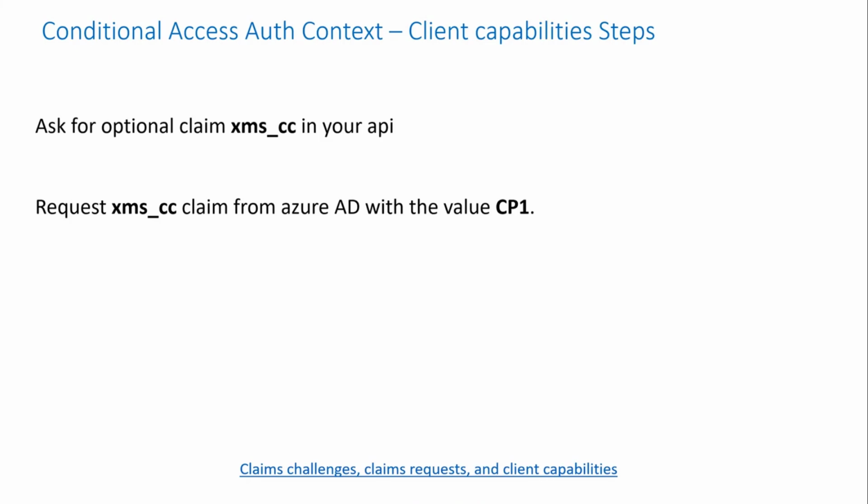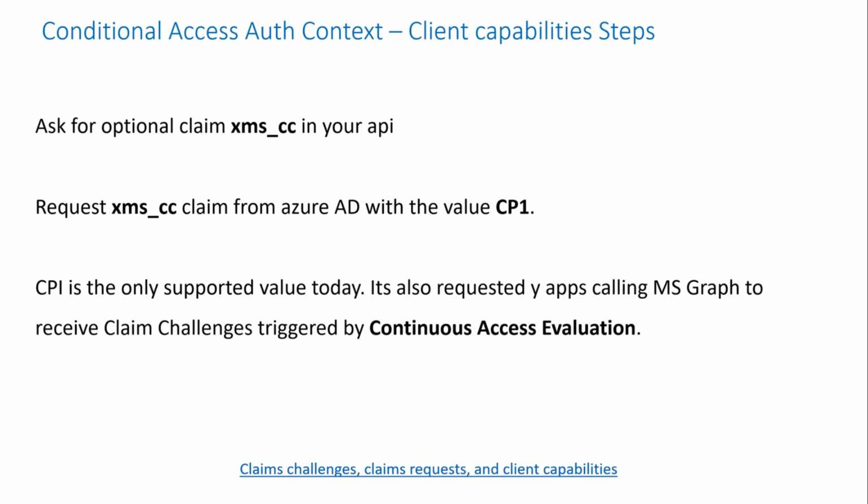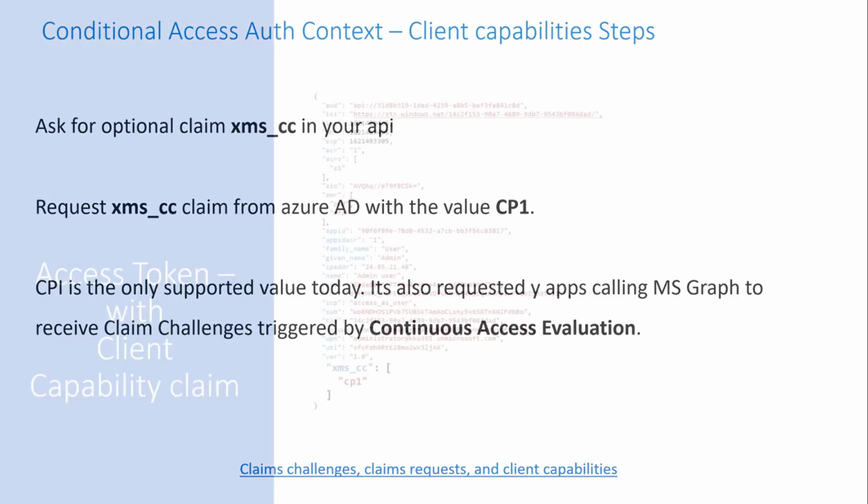I'm sorry, I will not be covering this in detail. It's explained in much detail in the documentation and the code, and I would suggest you use it if you are interested and you want to support this in your application. CP1 is the only value that's supported. And if you write this code to support CP1, and the consent handler to redirect the user for claims request, your application will automatically also support continuous access evaluation challenges from Microsoft Graph. That's one of the benefits of using claims request in your app today.